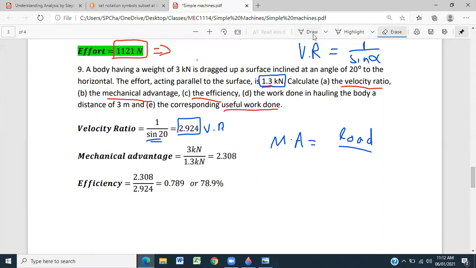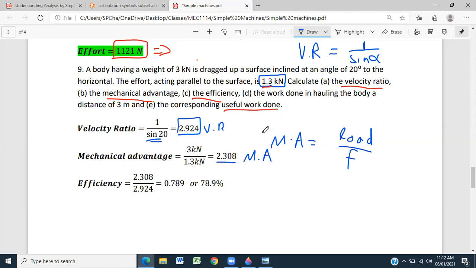Effort, call that F. And in this case, the effort is 1.3 and the load is 3 kilonewtons. So the mechanical advantage is equal to 3 kilonewtons divided by 1.3, which is 2.308. Plug that into a calculator and you should get the mechanical advantage. Okay.